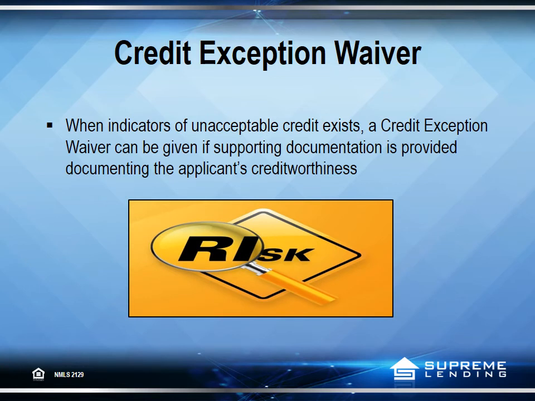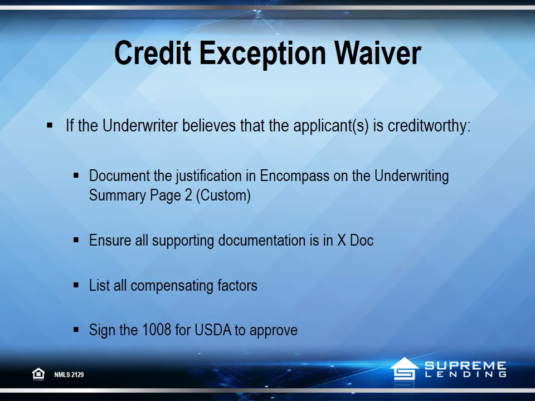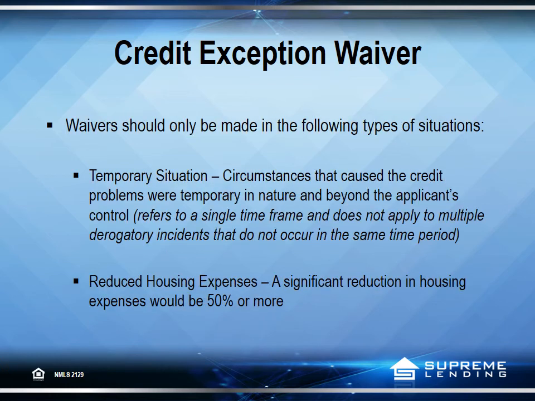When indicators of unacceptable credit exist, a credit exception waiver can be given if supporting documentation is provided documenting the applicant's creditworthiness. If the underwriter believes the applicant is creditworthy, document the justification in Encompass on the Underwriting Summary Page 2 Custom form. Ensure all supporting documentation is in X-Docs. List all compensating factors and sign the 1008 for USDA to approve.